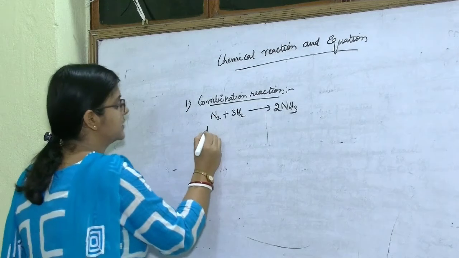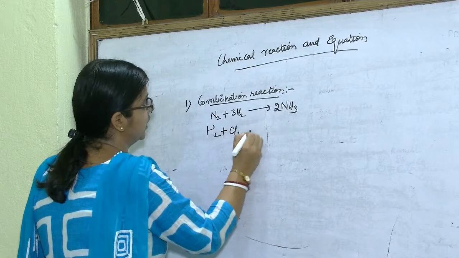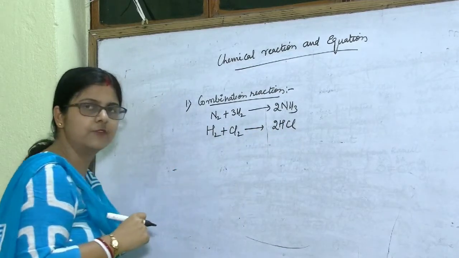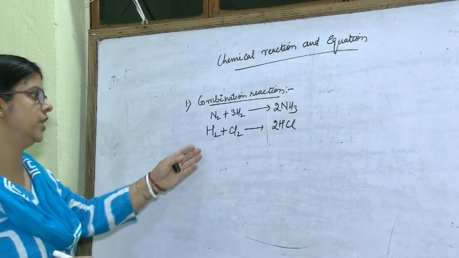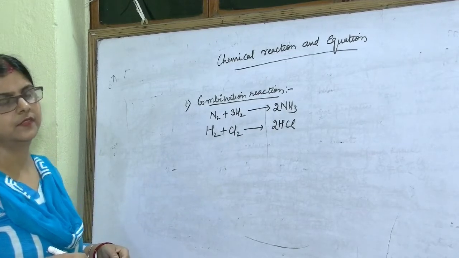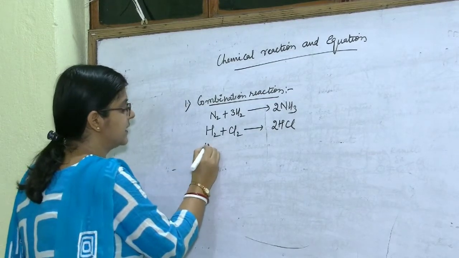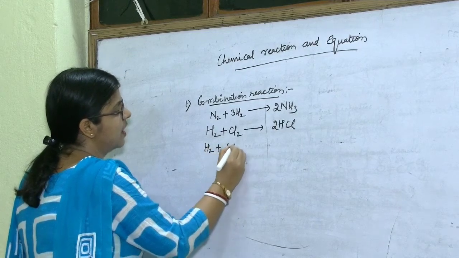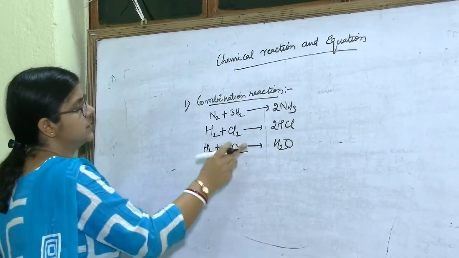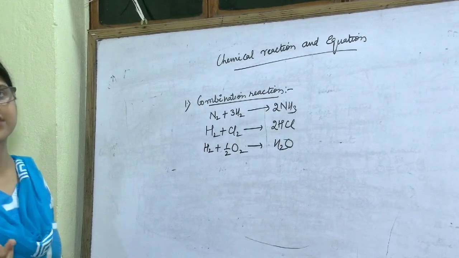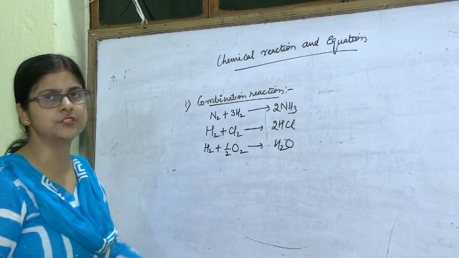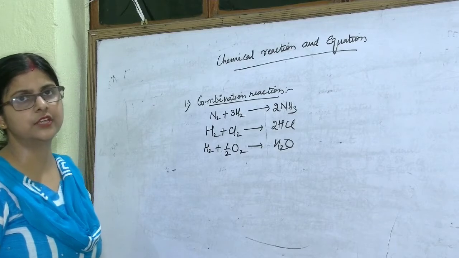Again you can take up the example hydrogen plus chlorine combine to give HCl. This is also an example of combination reaction. Hydrogen is combining with chlorine to form hydrogen chloride. Then again I am writing another example, hydrogen plus half oxygen also you can write. Hydrogen and oxygen combine to give water. This is also an example of combination reaction. Two elements are combining to form a new compound, that is combination reaction.